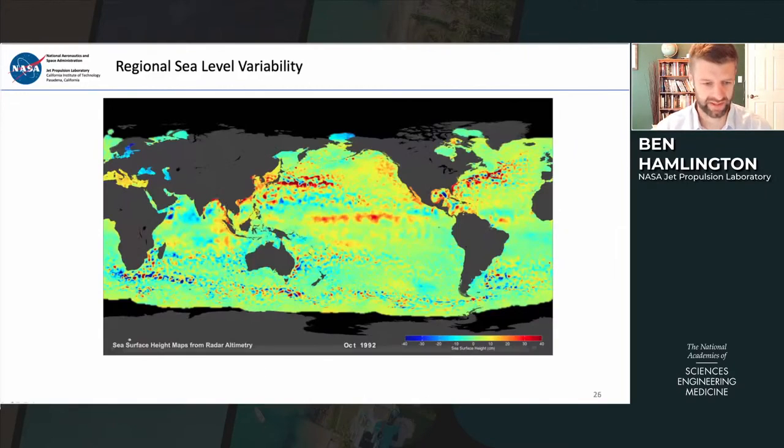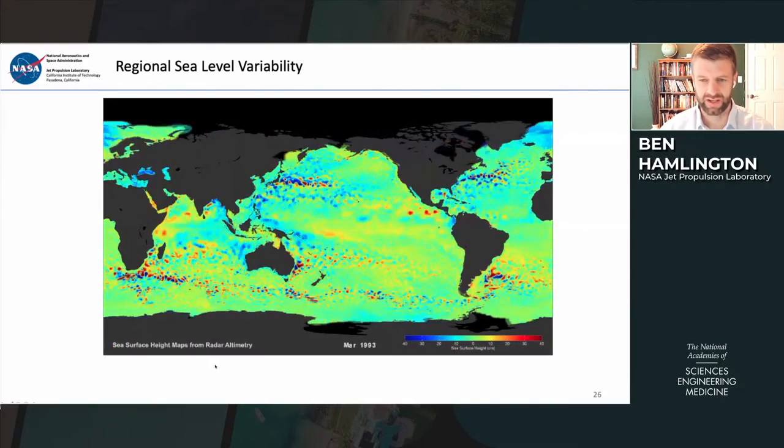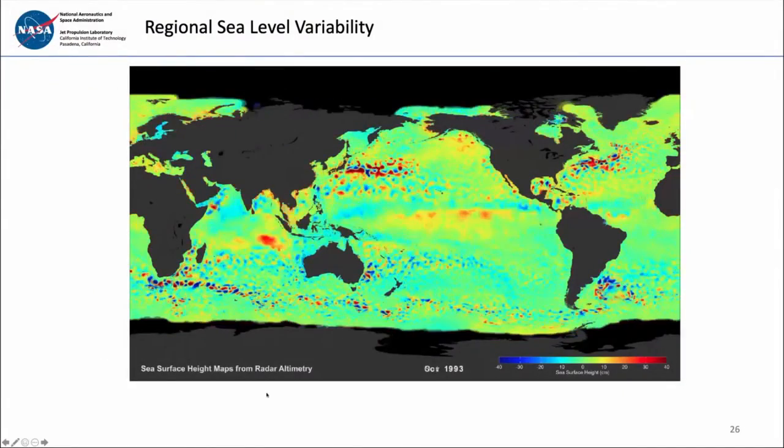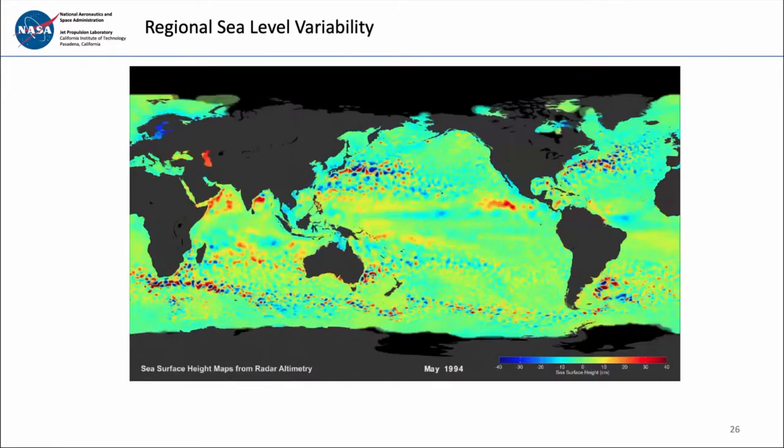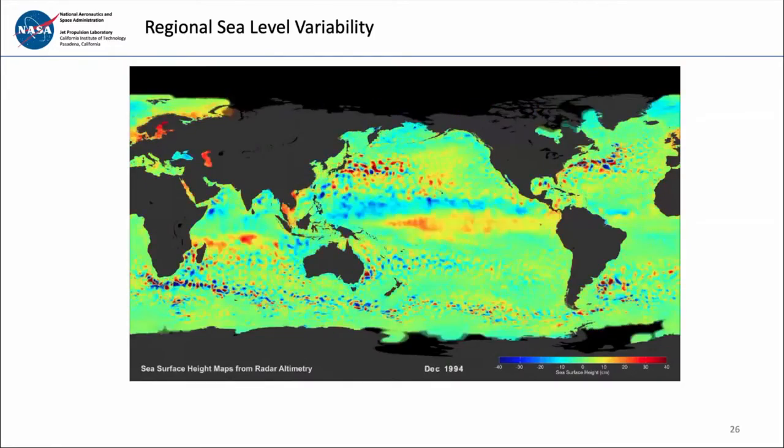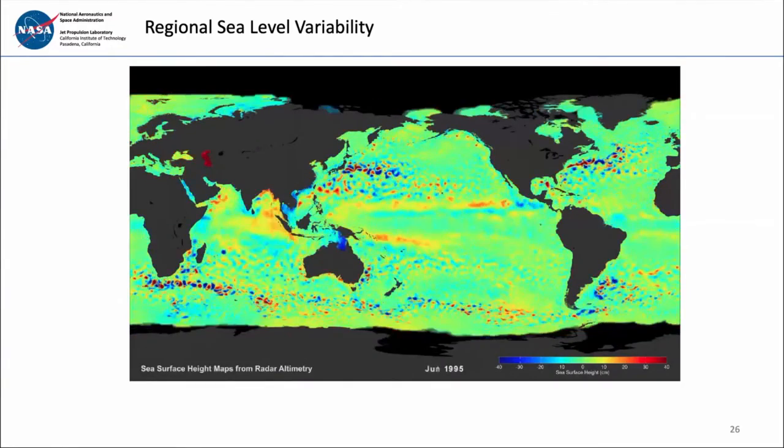And then just one different way of looking at this, this is just a quick video, just to give an idea of the roughness and the different features we see in the ocean. So this is the altimetry data gridded up. It's a monthly map just showing the change from month to month.